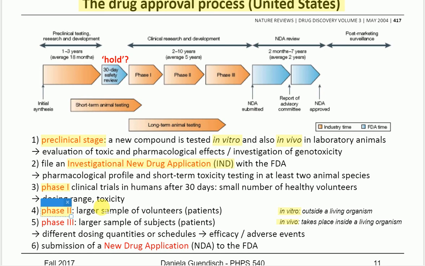For phase 2, you work with larger samples of volunteers or patients. And then for phase 3, you work with a larger sample of subjects, patients, with different dosing quantities or schedules to test for efficacy and any adverse events. And then you finish with the submission of a new drug application or an NDA. You submit your NDA to the FDA.